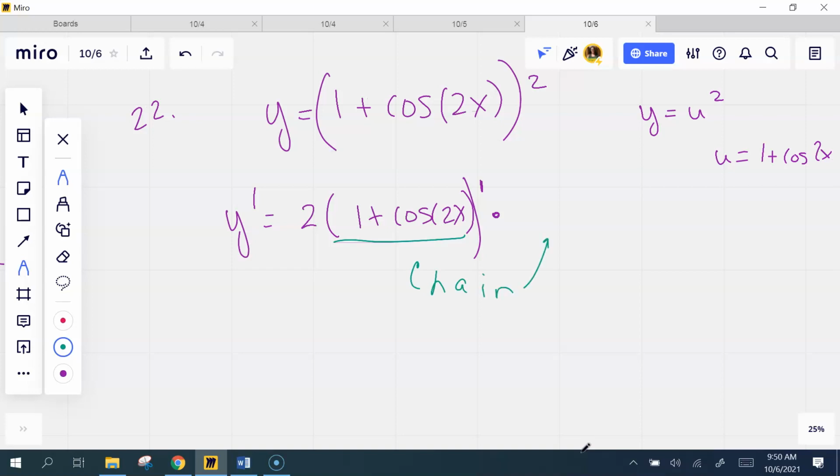What is the derivative of 1 plus cosine 2x? Negative sine 2x times 2. Chain again. Double chain, I got 2 chains. Now understand this is all multiplied all the way through. I can multiply in any order I want to, yes? 4.